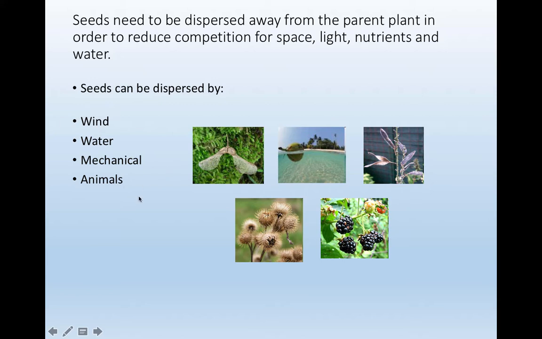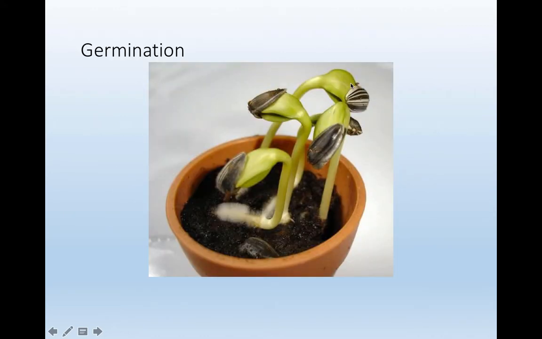This can be done by wind, water, mechanical elements, or animals. For example, blackberries: birds eat the blackberries, and then they distribute the seeds through flying over and droppings. We have some here. These are the wonderful whirly birds that you see every spring in your gutters, and wind will distribute them. So now let's look at the germination process and what takes place.